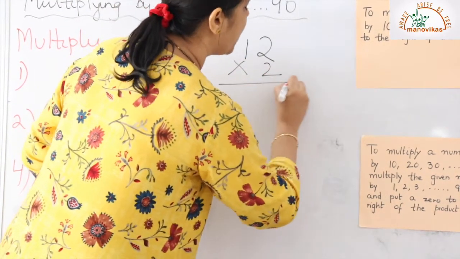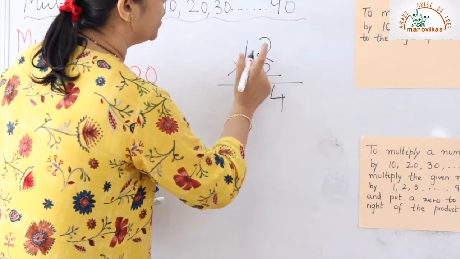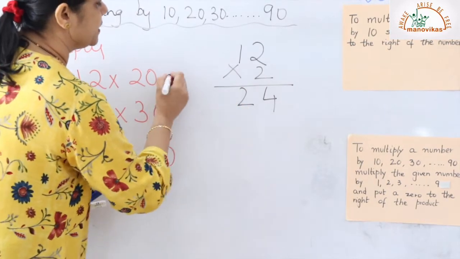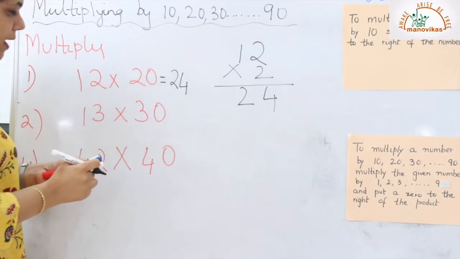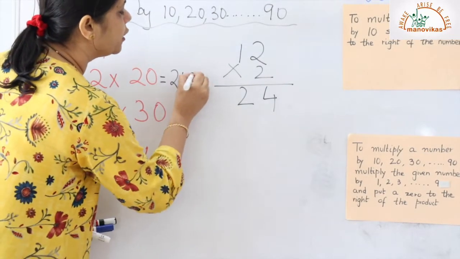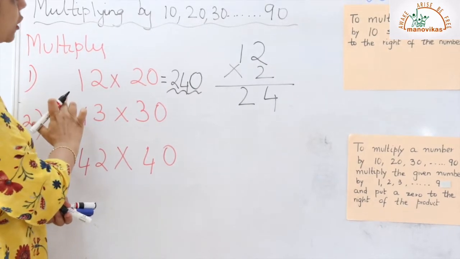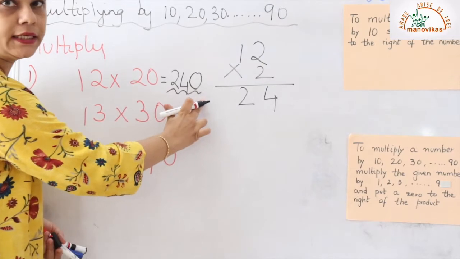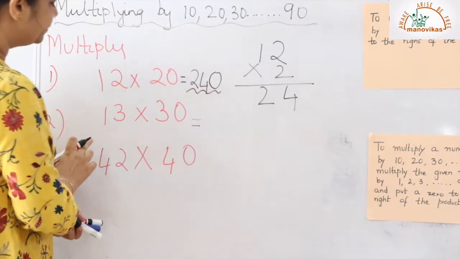So you know how to multiply numbers now, right? 2 2s is 4. 2 1s is 2. So the answer will be 24, write this answer here, and just add one more 0 to the right of the answer or the product. So what answer are you going to get? You are going to get 240. Yes? Now, look at the next example.